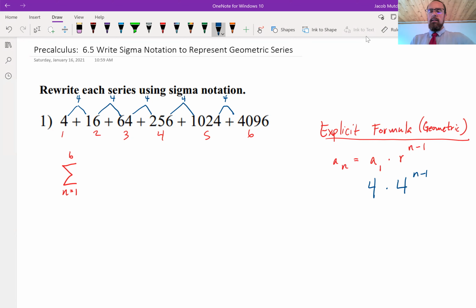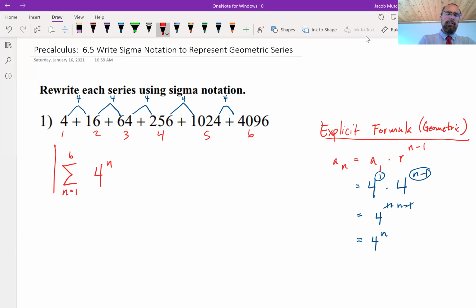Now, when I see an instance where I've got really the same base, 4, for both of these, I can assume that this a sub 1 has a power of 1. And then I can just add up those powers since the bases are the same. So this is equivalent to the common base 4 to the power of 1 plus n minus 1. So I'm just adding those powers. And then my 1s are going to cancel. 1 minus 1, 0. So ultimately, my explicit formula is very simply 4 to the power of n. And that's what I'm going to input into my sigma notation, and that's complete.